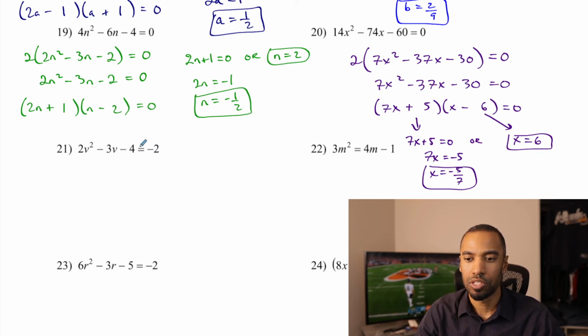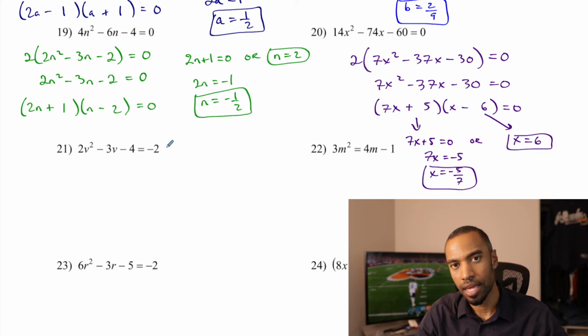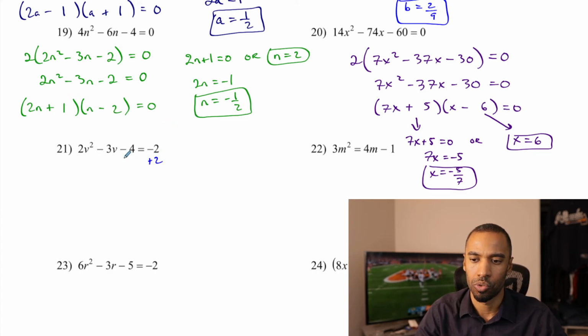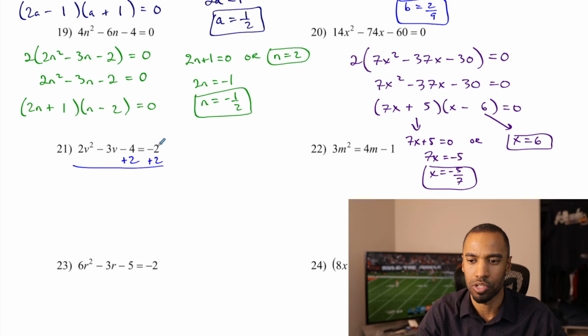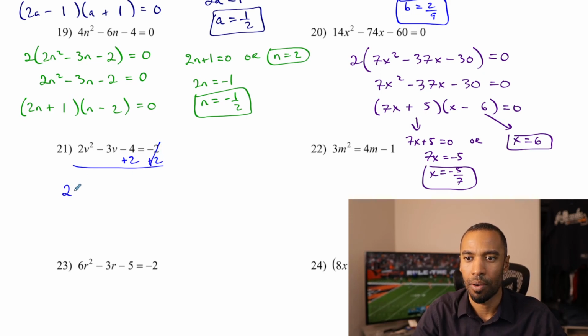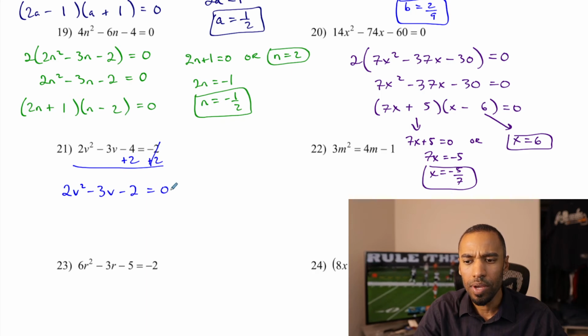All right, here we go. This time it's not set equal to 0, so we have to set it equal to 0. I'm going to add 2 to both sides there. Set it equal to 0 before we continue forward. And now we get 2v squared minus 3v minus 2 equals 0.